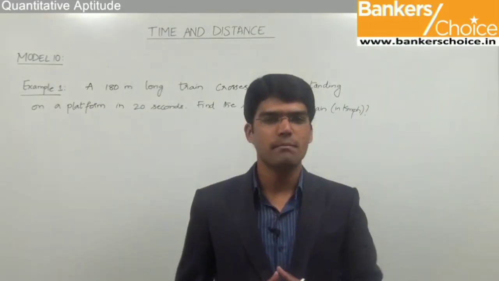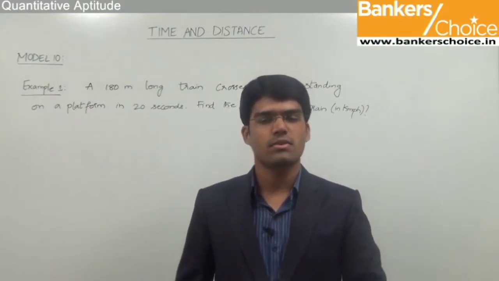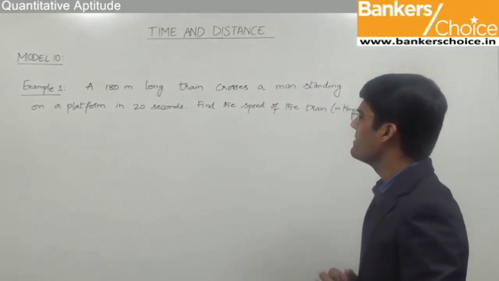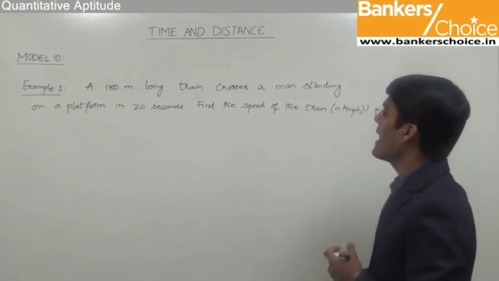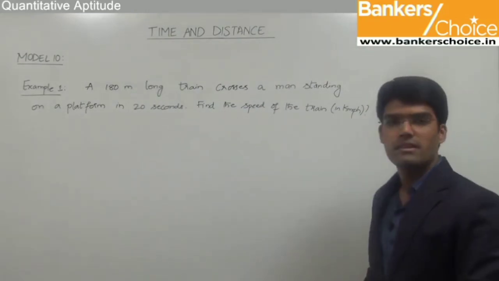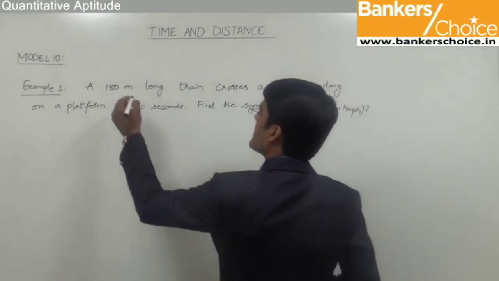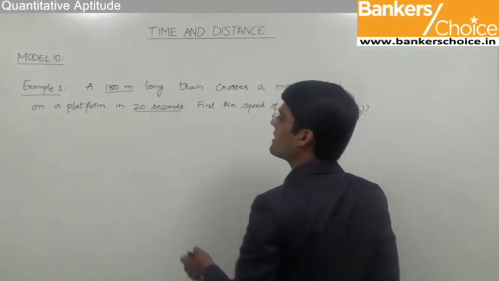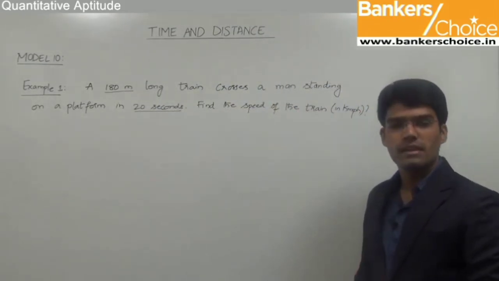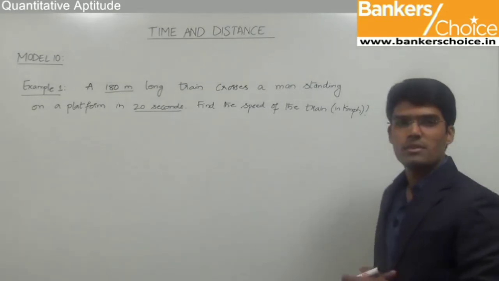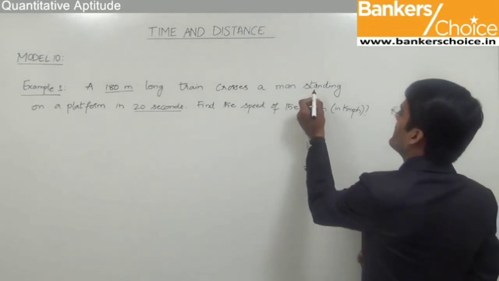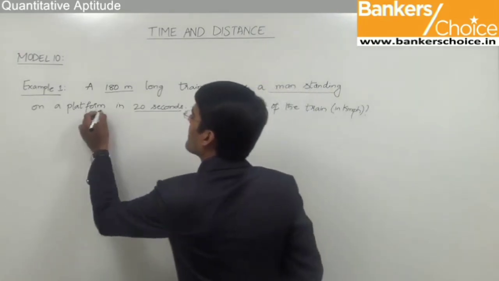Let us now take an example on the model where a train is crossing a stationary object of negligible length. The question here is, a 180-meter long train crosses a man standing on a platform in 20 seconds. Find the speed of the train. So very clearly the length of the train is 180 meters and the time taken to cross the man is 20 seconds. We are supposed to find out the speed of the train. Friends, before I solve this question, let me explain you one point. Some students generally get confused when the question says man standing on the platform.